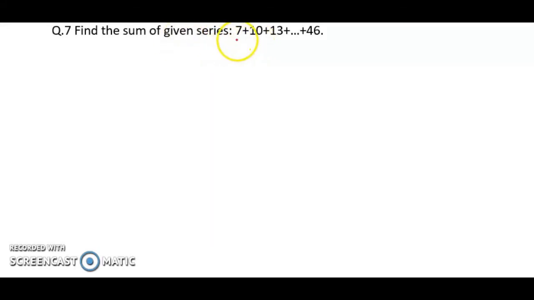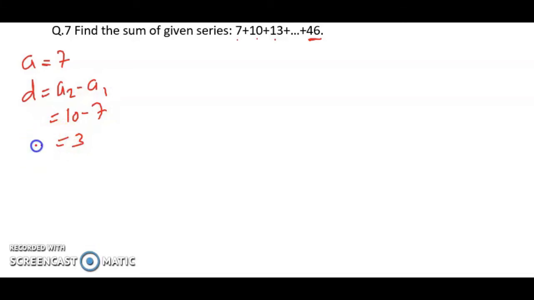Find the sum of the given series. The series is given 7, 10, 13 up to 46. We have to find out the sum of this series. Here, the first term of the series is 7. The common difference, a2 minus a1, is 3. But the number of terms is not given, and we have to find the sum of all of this.